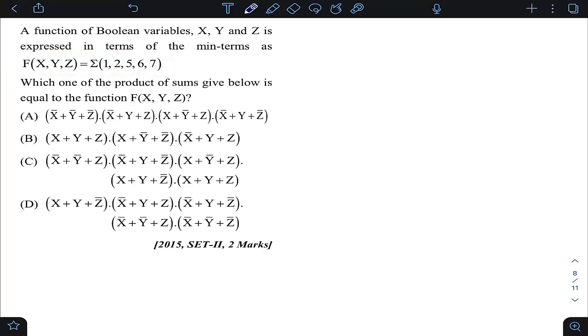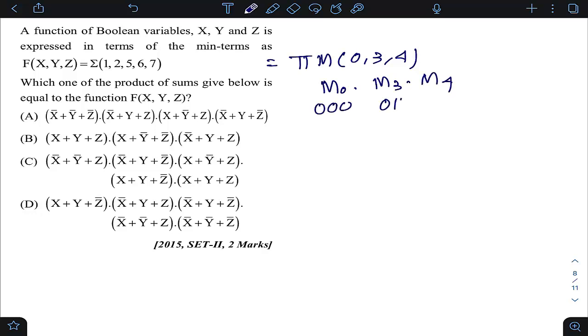So if 1, 2, 5, 6, 7 are the min terms, then naturally I can get the max terms. The missing ones are 0, 3, 4. These are the max terms. So this is equivalent to max term 0 ANDed with max term 3 ANDed with max term 4. 0 is 0, 0, 0; 3 is 0, 1, 1; 4 is 1, 0, 0. In max term notation, 0 is variable, 1 is variable bar. So here you get x plus y plus z. Then you get x plus y bar plus z bar. Then 4 is 1, 0, 0, which gives x bar plus y plus z.